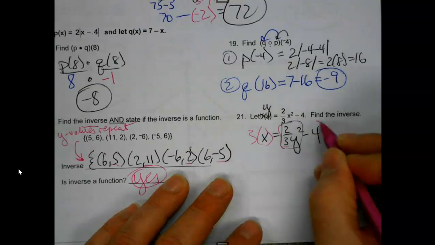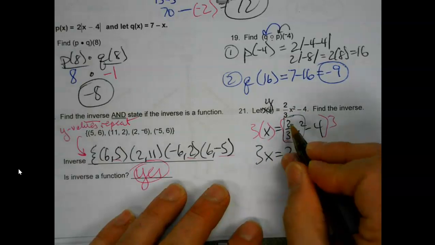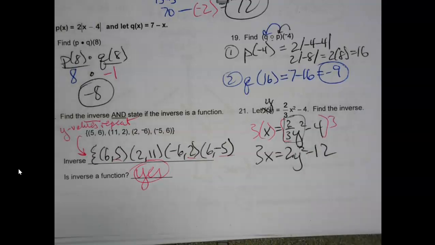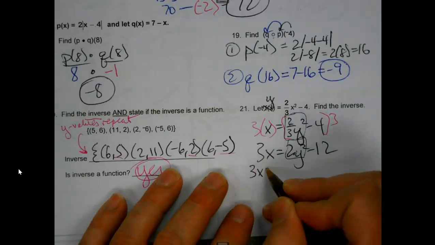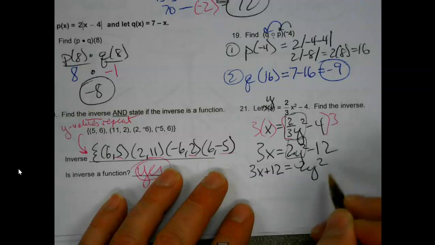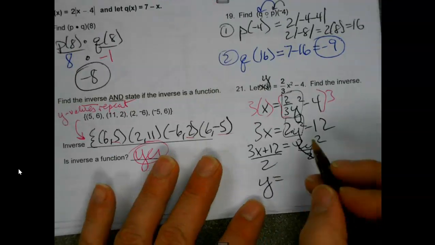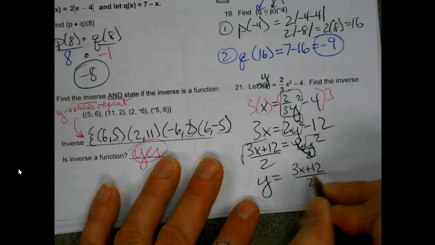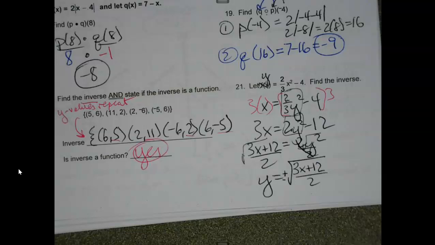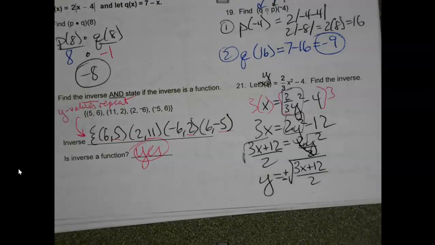So I'm going to multiply everything by 3 because I don't like dealing with the fractions. Here, the 3 cancels. Don't multiply the 2 by 3. But do remember to also do it to the 12. Now this is going to be a little more straightforward. Add my 12 over. Divide both sides by 2. And when we square root, remember you've got to have your plus minus in there. Because if we don't, we're only going to get half the graph, and we don't want half the graph. We need the whole thing. It's just something to keep in mind.